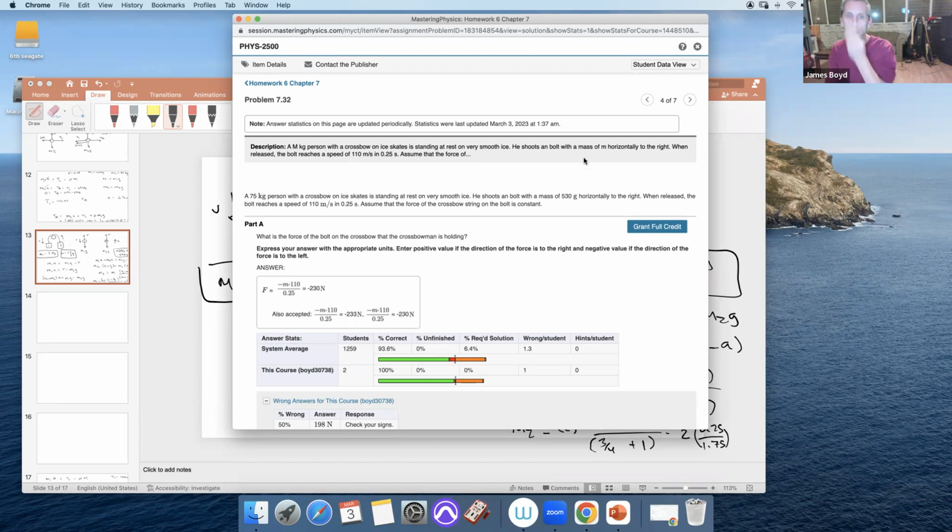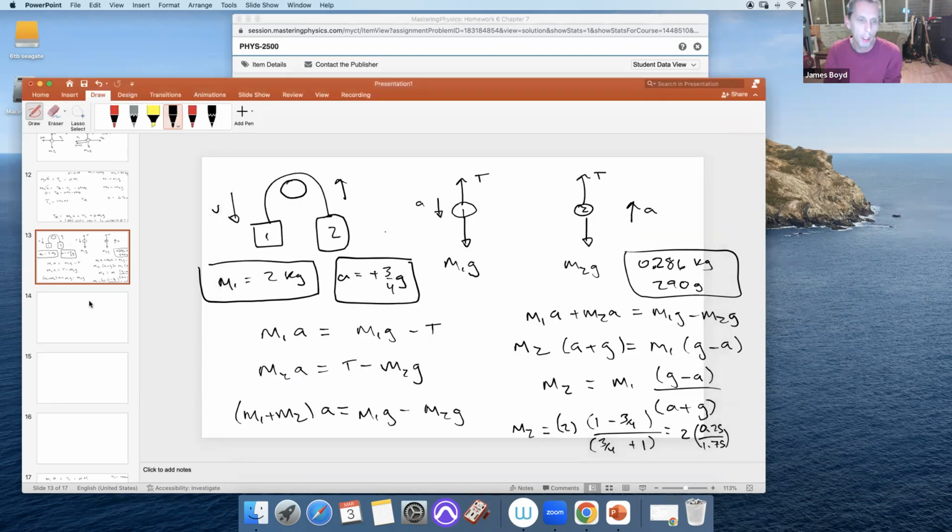Now, a 75 kilogram person with a crossbow and ice skates on smooth ice fires a bolt with mass 530 grams horizontally to the right. When released, the bolt reaches a speed of 110 meters per second. What is the force in 0.25 seconds? What is the force of the bolt on the crossbow that the crossbowman is holding? All right.